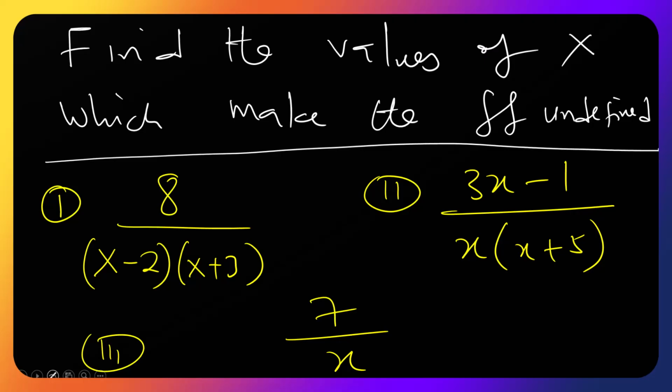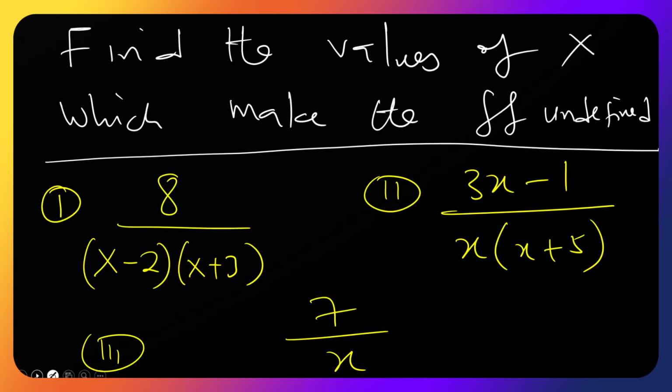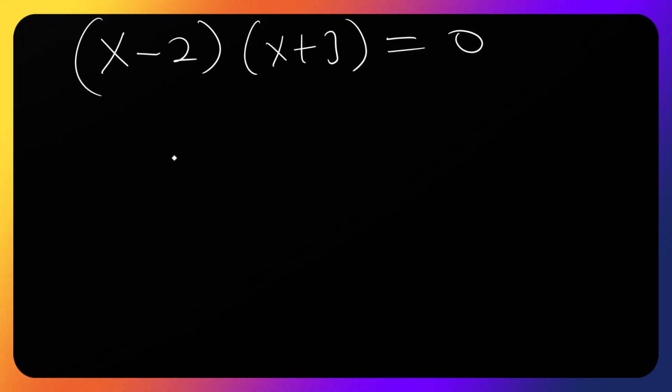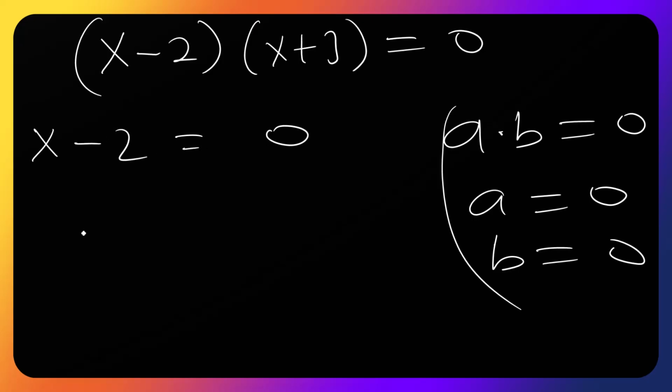So just equate the denominator to 0. We have the first one as (x minus 2)(x plus 3) equal to 0. This is called the zero product. When we have a times b equal to 0, it means a equal to 0 or b equal to 0. So we have x minus 2 equal to 0 or x plus 3 equal to 0.